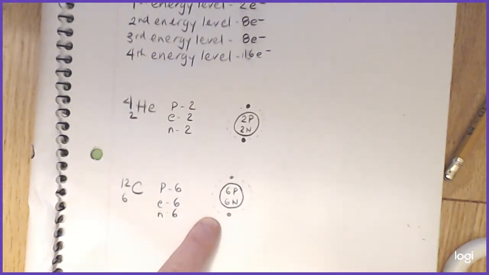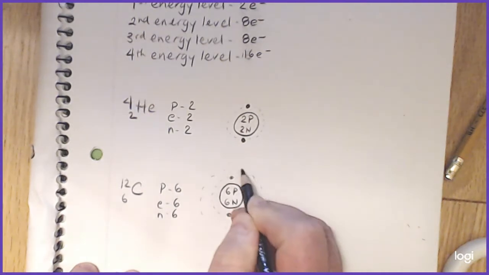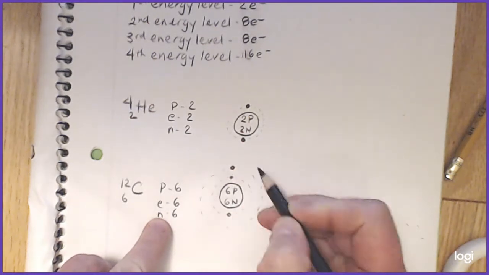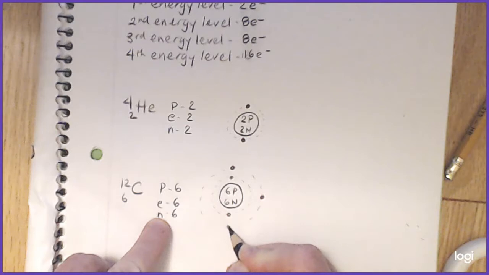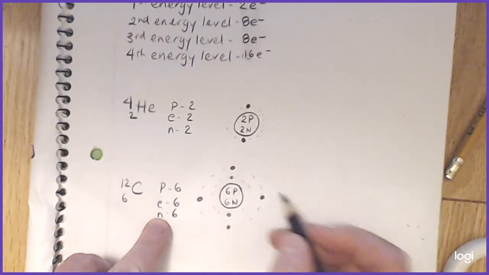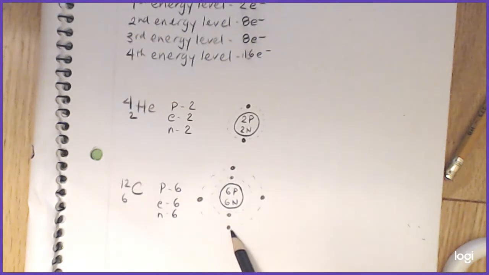So now we need to go to our second energy level and start to fill in the spots there. And we're going to fill them up in this order. So we're going to do 1, 2, 3, 4. So we're going around the circle 1 by 1. So now we have 1, 2, 3, 4, 5, 6 electrons circling around the outside of our nucleus. So that's what our carbon looks like.